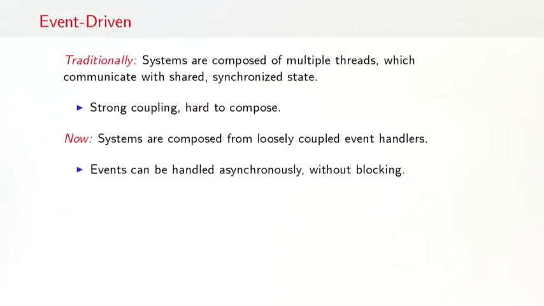Traditionally, concurrent software systems were composed of multiple threads communicating with shared and synchronized state. That led to a very high degree of coupling, and also such systems were hard to compose. Event-driven systems, by contrast, are composed from loosely coupled event handlers. Events in such a system can be handled asynchronously. They do not incur any blocking. And because there is no blocking, that means that typically resources can be utilized much more efficiently.